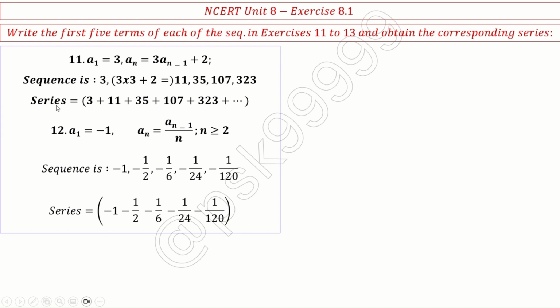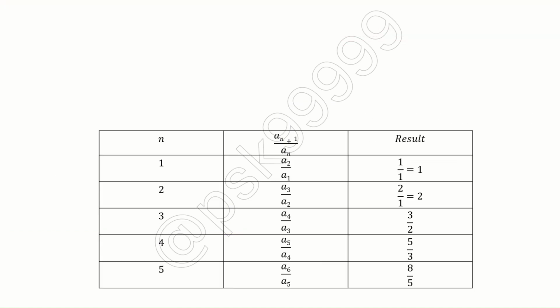Okay, these are the first five terms, and the series you will represent using plus sign in between. Okay, so this is the series: 3 plus 11 plus 35 plus 107 plus 323, and we don't know how many terms there are, so I just put dash dash dash. Okay, so this is how you will do all the problems here.